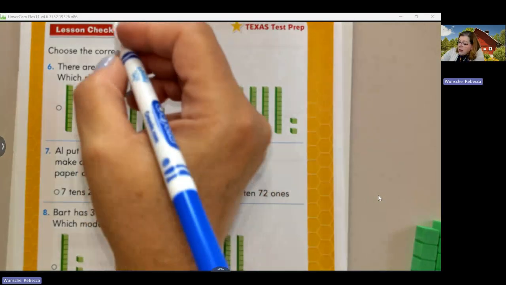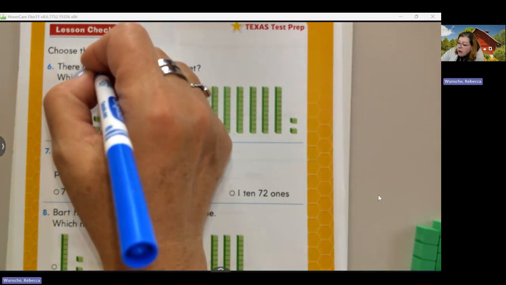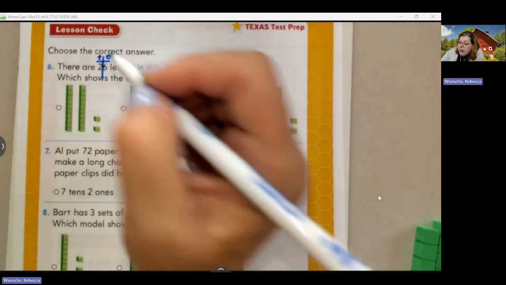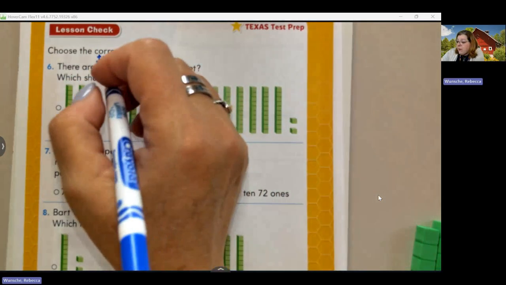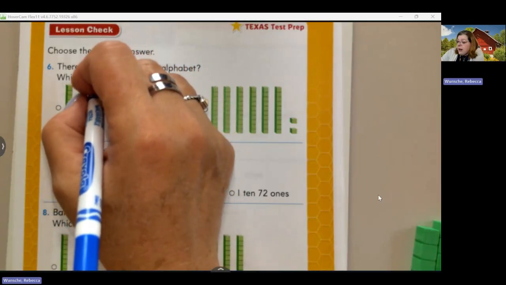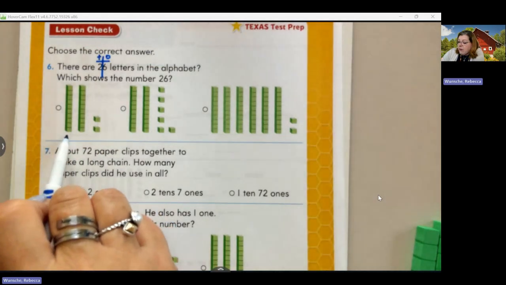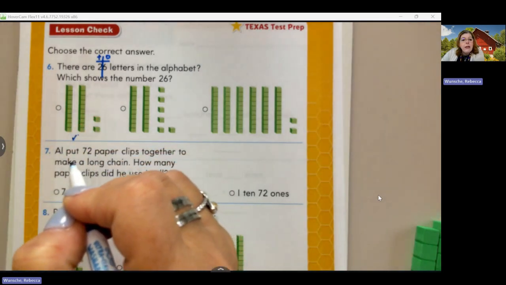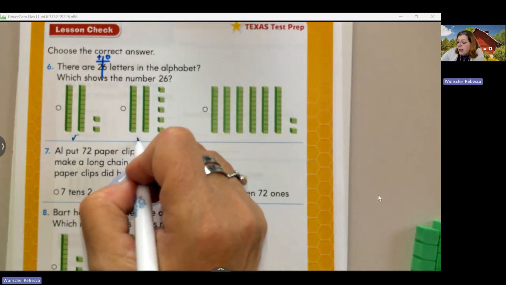So what I like to do is draw a tiny little chart and put my 10s and my 1s in it. And this helps me know what I'm looking for. So I'm looking for a number that has 2 10s. Well, let's look at this representation. Does this one have 2 10s? Yes, it does. So I could put a little check mark down there. I see 2 10s. How about this one? 2 10s? Yes, it does.